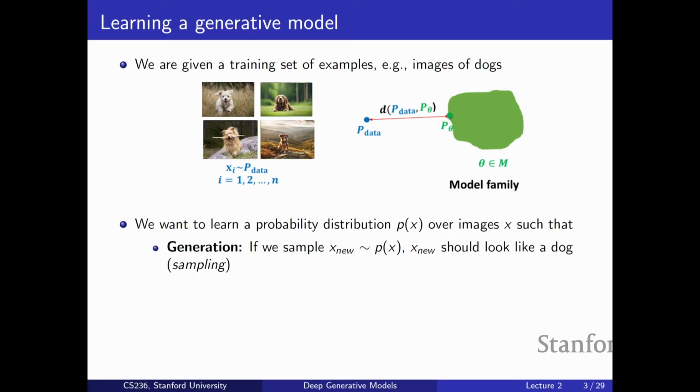And so we see that there are several components here. You need to start with some data. Then you need to define a model family, and then you need to define a loss function or a similarity metric between distributions that you should optimize over. And what we'll see is that you're going to get different classes of generative models by changing these ingredients.